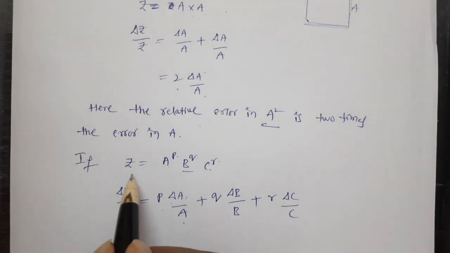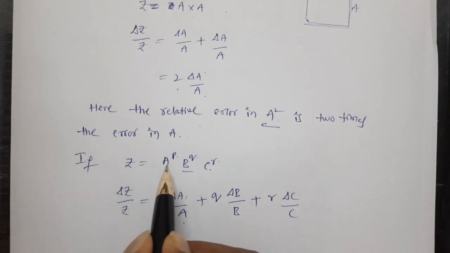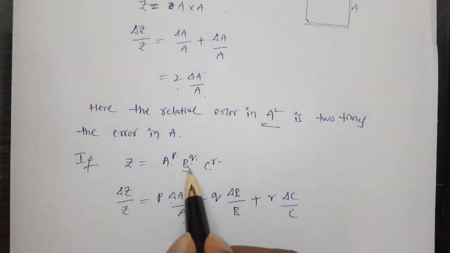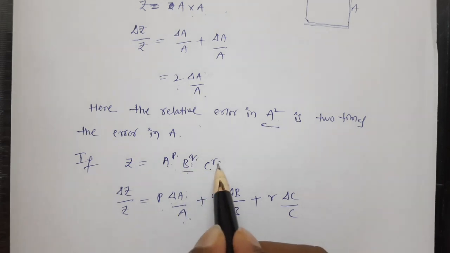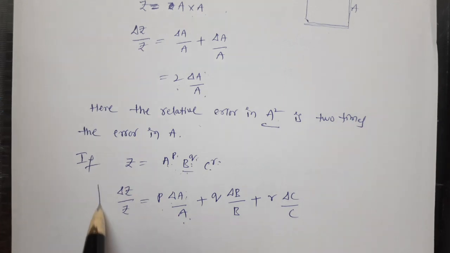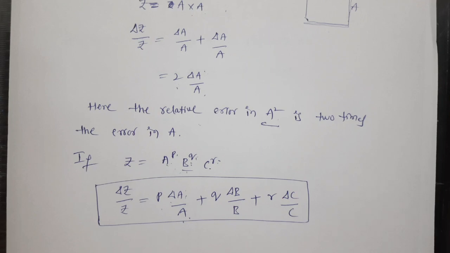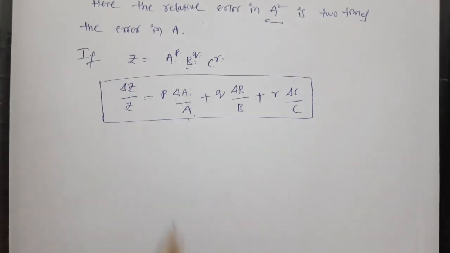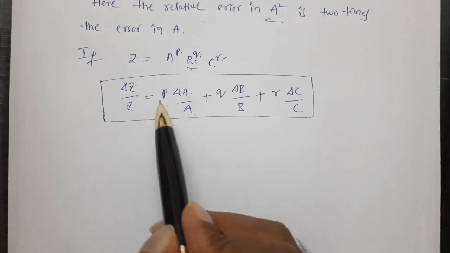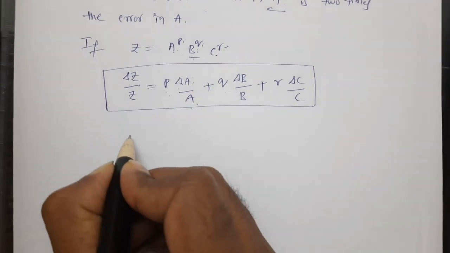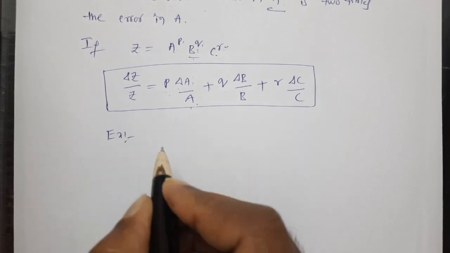So this is the way. Whenever a measured quantity is raised to a power like this, what do we do? We write p into the relative error in that quantity, q into the relative error in b, and r into the relative error in c. So this is the expression we get. And I will tell you one example. Whatever the powers may be, positive or negative, whenever we take powers here, they must be positive only. Here I'll tell you one example, it is very, very important.